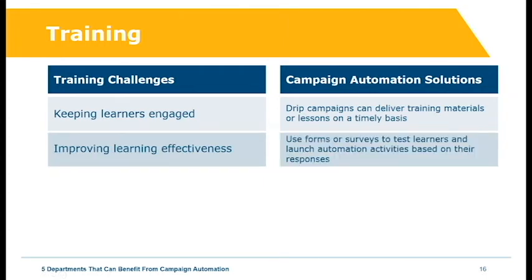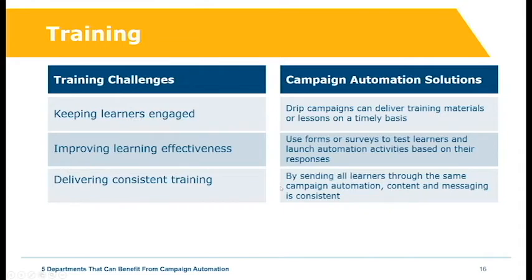The training team can also use campaign automation to help keep learners engaged. Drip campaigns can deliver training materials or lessons on a timely basis. So maybe we want to start out with an email about, in our case, welcome to ClickDimensions. Here's the first set of trainings we would suggest. And then so on, bringing out, now that you've learned about how to create emails, let's learn about forms and surveys, and keeping those learners engaged throughout the process. The training team's not having to manually reach out to people who have gone through that, but we are sending them timely emails based on where they're at.